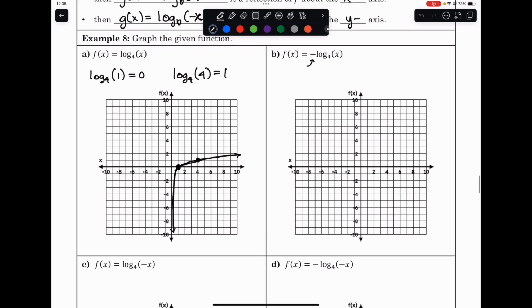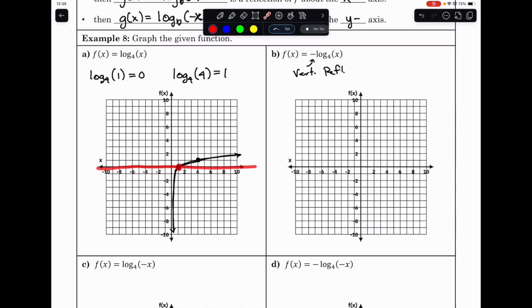So this is going to be a reflection across the x-axis, a vertical reflection. So that means that this point here, let me highlight it, this point here is going to be reflected across this line.